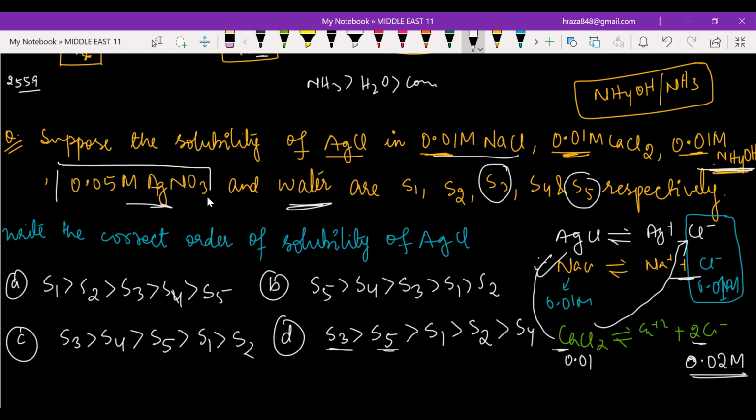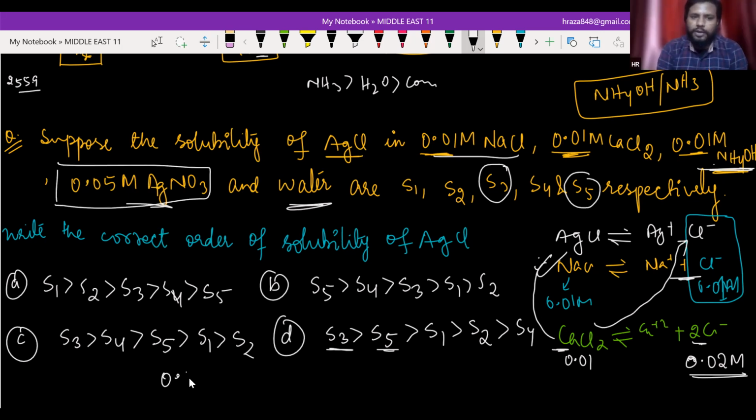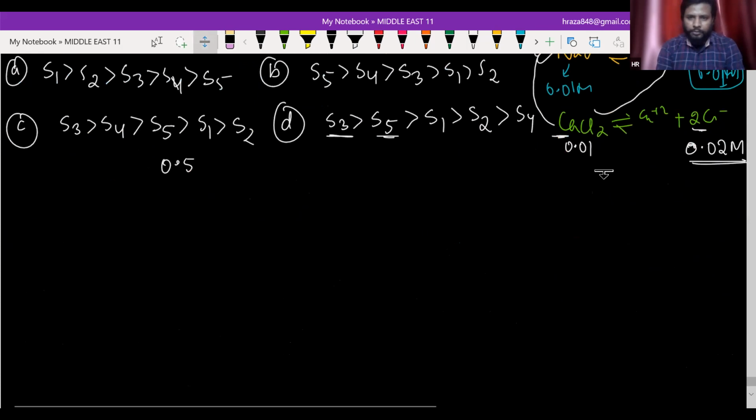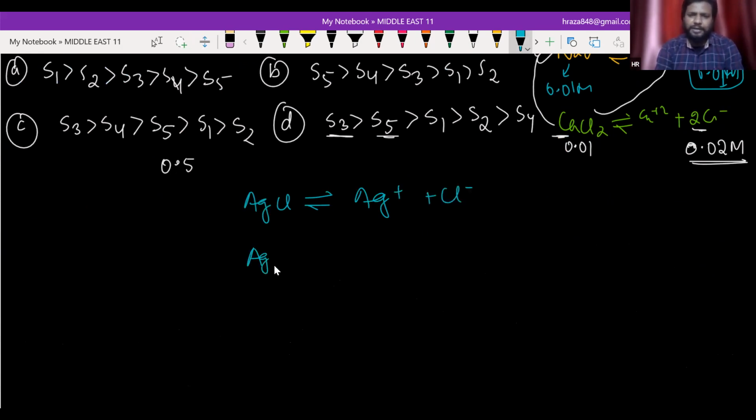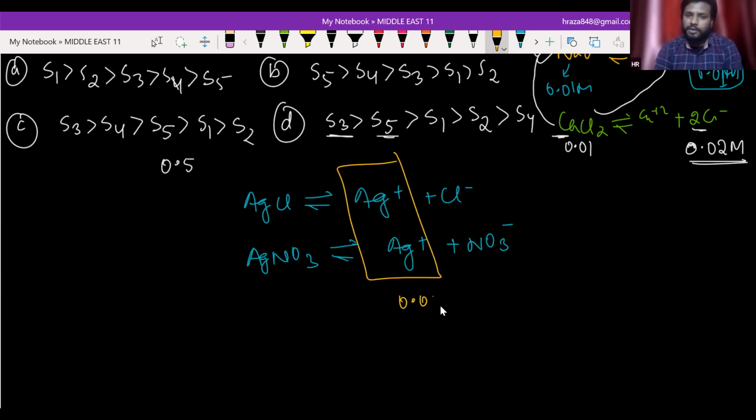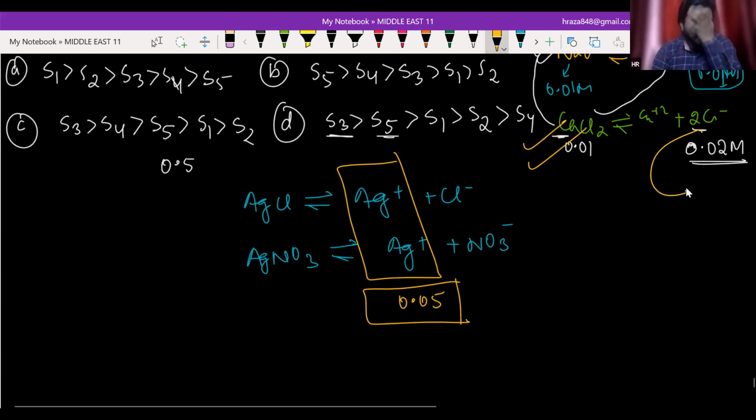Now again go for this 0.05. Does it have any common ion? Yes, it has. I'm going to slide it slightly down, like this AgCl. This is Ag plus Cl minus. This is AgNO3, and it will be Ag plus NO3 minus. Now you can see here is the common ion, and this is very much large in quantity than CaCl2, than Cl minus. Is this clear, everyone?